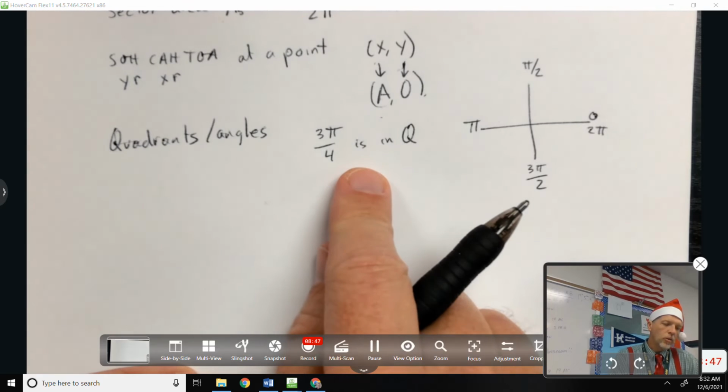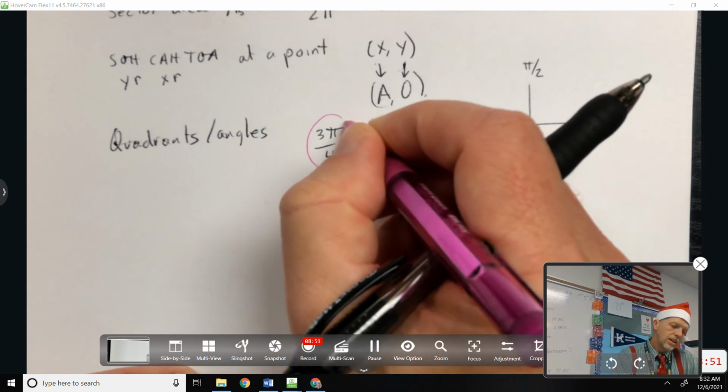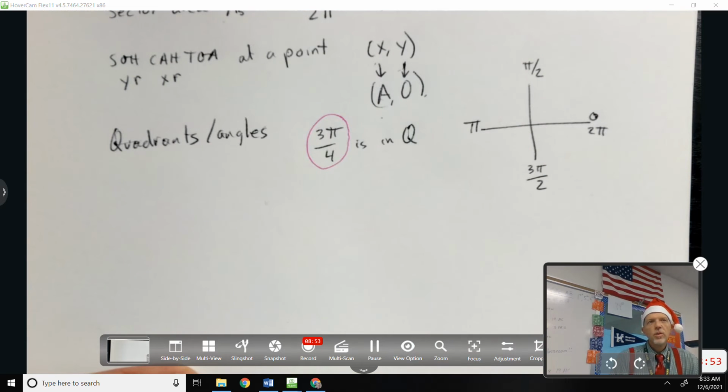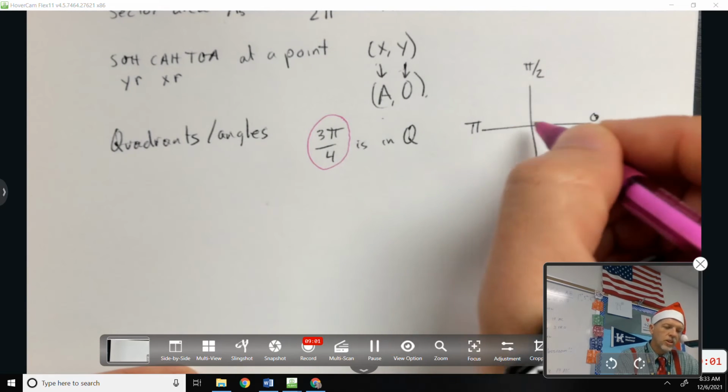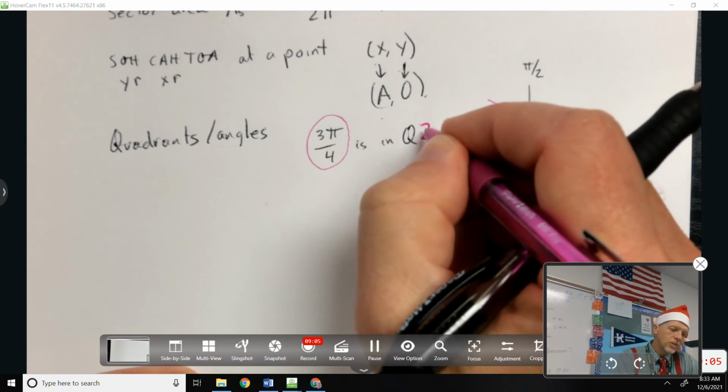3 pi over 4, what quadrant's that in now? Where's 3 pi over 4? Those two questions... It's bigger than pi over 2, not as big as pi. So quadrant 2.